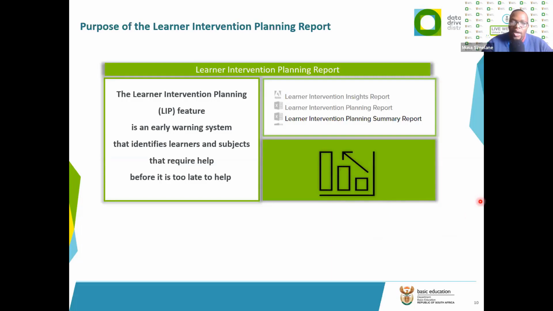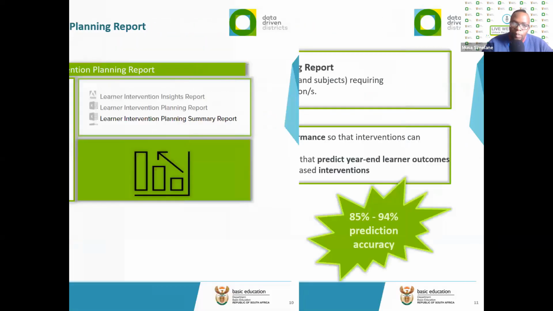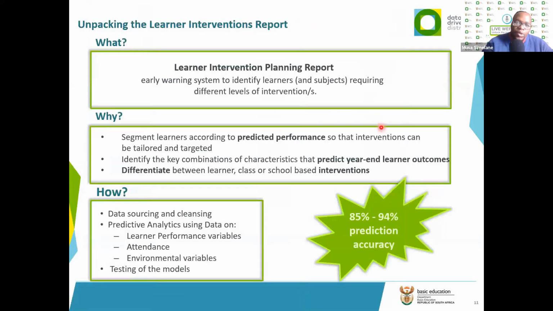And as you can see here, I have a screenshot of the dashboard, and you can see all 3 of those reports: the Learner Intervention Insights, the Learner Intervention Planning, and the Learner Intervention Planning Summary, which I spoke about in the previous page. So it's an early warning system to identify learners and subjects requiring different levels of intervention. Let me just stop for a moment on that line of different levels of intervention.